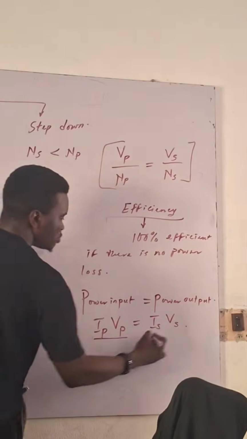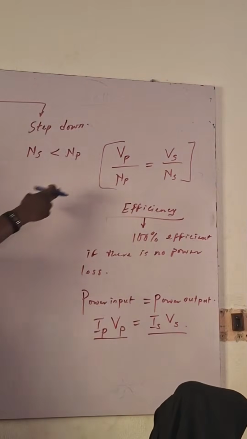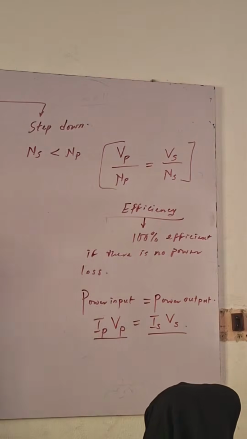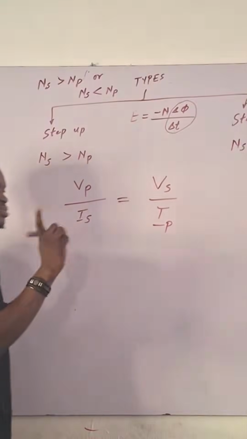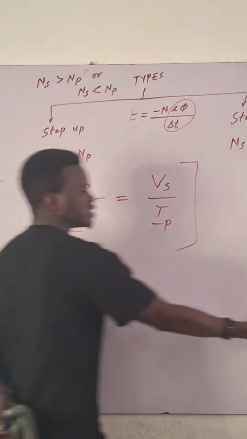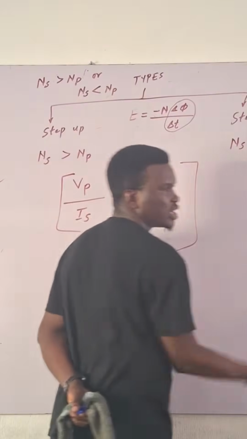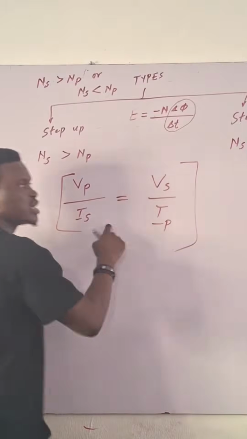So IP VP equals what? IS VS. Which means that now, look at this and what I'm about to do. You now have VP over IS is equal to VS over IP. Look at the difference also, don't make that mistake. If you want to avoid the mistake, just write power output equals power input so that you do it yourself. Always do it this way. People used to make this mistake.